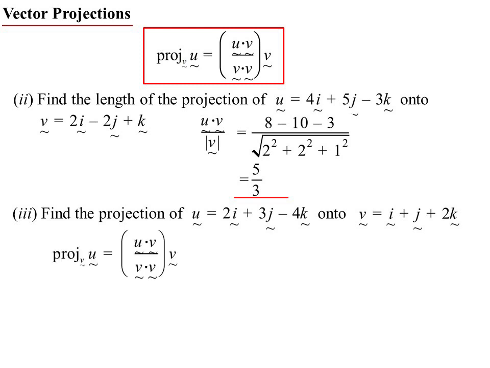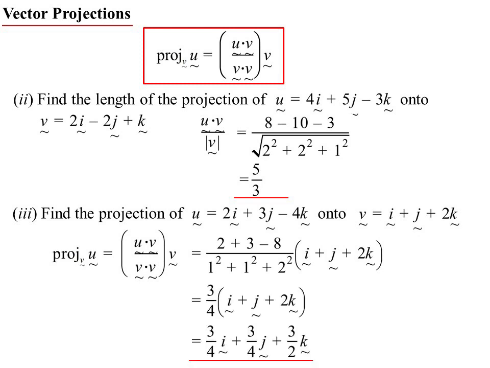So u dot v on v dot v times v, 2 plus 3 minus 8 on the top, and then on the bottom 1 squared plus 1 squared plus 2 squared, but multiplied by that vector we're projecting onto. It's 3/4 of it. I could have left it factorized like this or expanded out, it doesn't really matter. I mean, either way describes that particular vector.